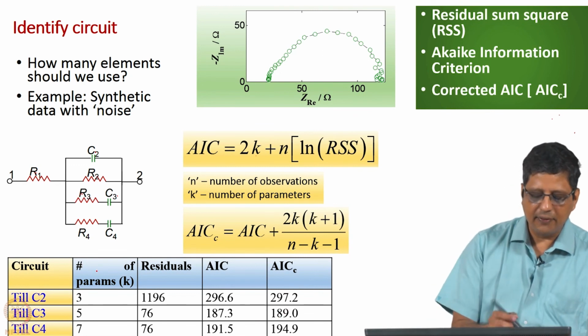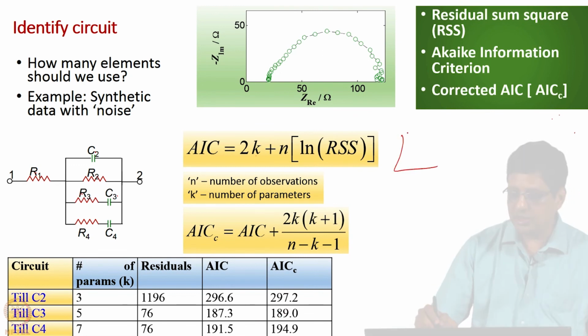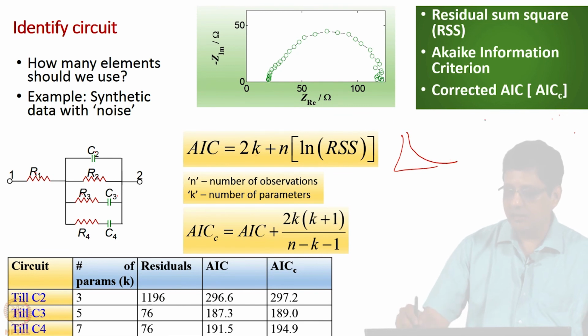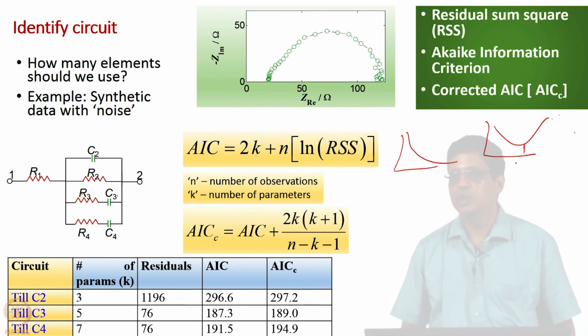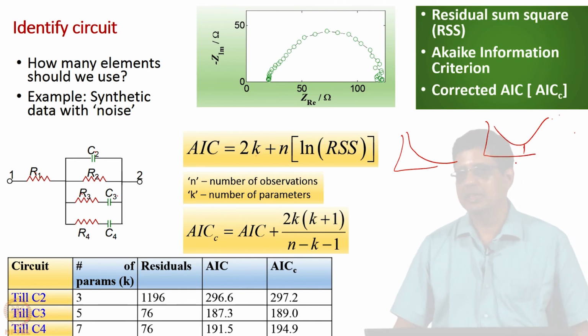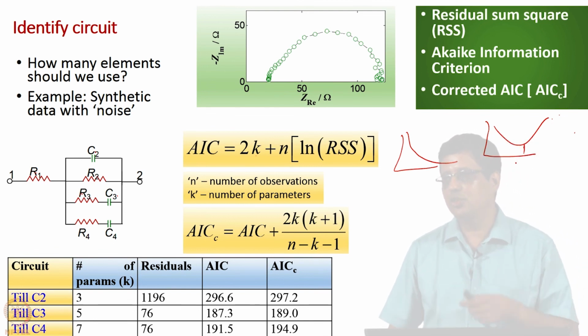So, if I look at the number of parameters versus residuals, it will decrease and remain flat. If I look at the AIC versus number of parameters, it will look like this, and I have to choose something which is close to this minimum. So, that is looking at it in a statistical way and then saying that beyond this I should not add more sets of elements. Okay.